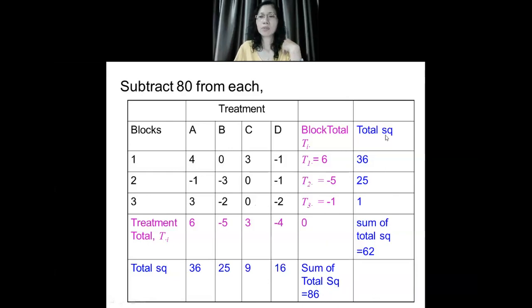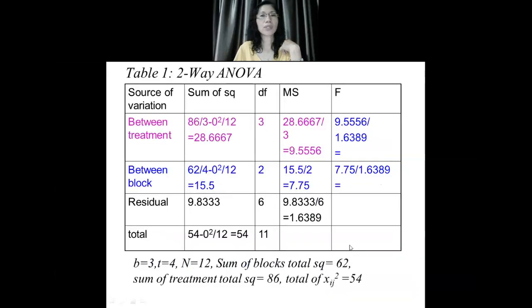And the sum of total squares here is 62, so we can use this in our computation. For the sources of variation between treatment and between blocks, follow the formula and you can get the sum of squares. Between blocks, the sum of squares. For the residual, the total minus these gives you this.